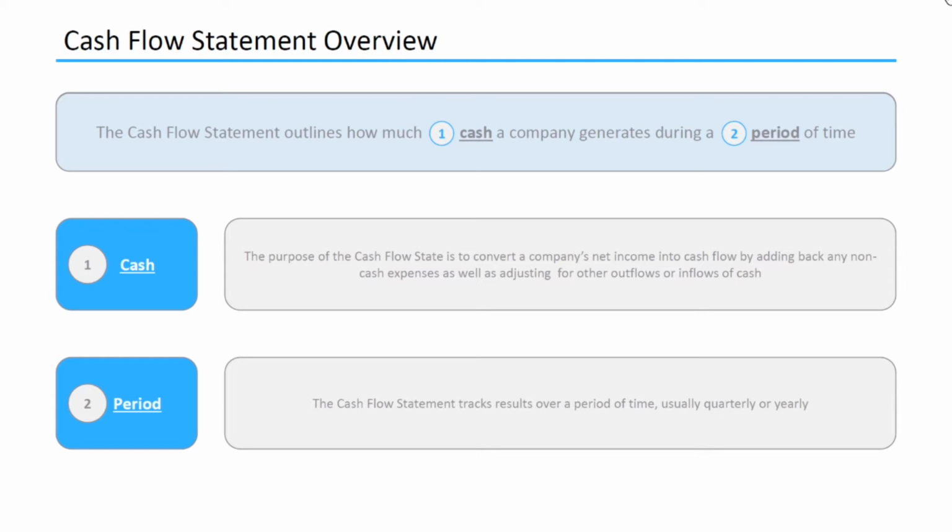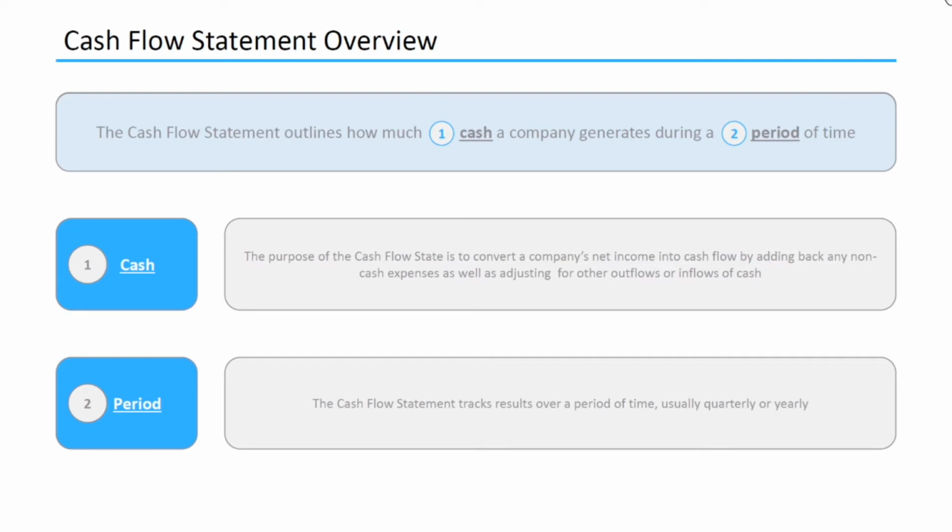So to start off, the cash flow statement outlines how much cash a company generates during a period of time. Now the two keywords in this definition are cash and period. First, cash. The purpose of the cash flow statement is to convert a company's net income into cash flow by adding back any non-cash expenses, as well as adjusting for any other outflows or inflows of cash.